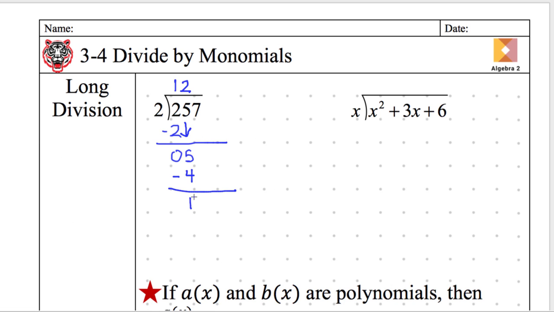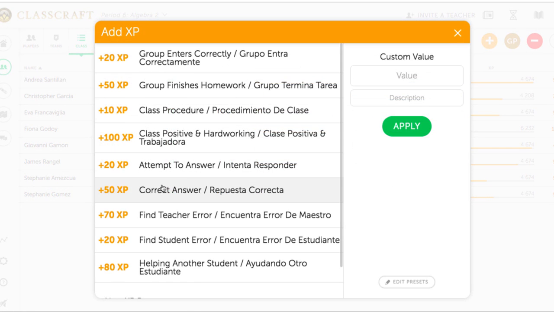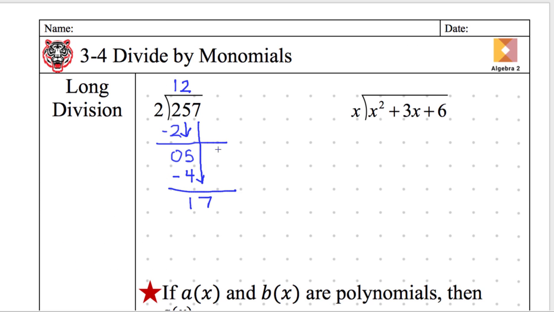5 minus 4. I know that to be 1. I passed kindergarten. Then you bring down the 7. And then Chris has it correct. You bring down the 7. He's just so anxious to share and get some XP. You bring down the 7.